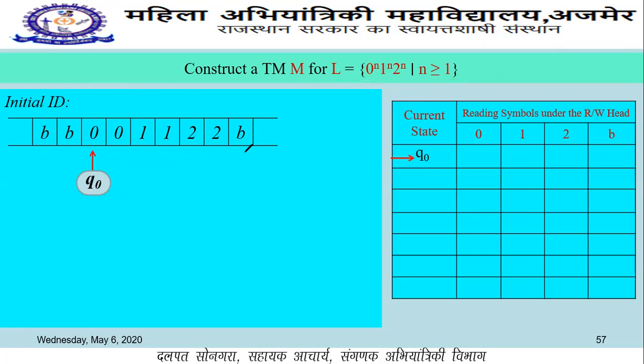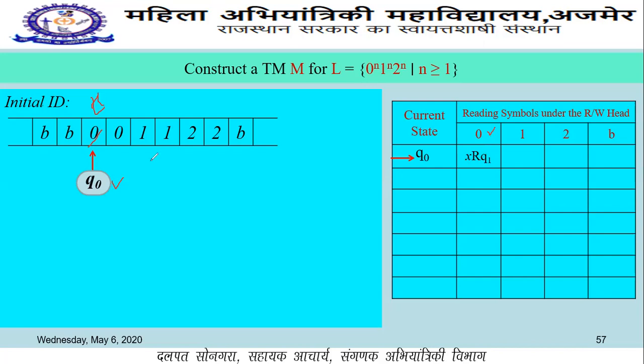So here we are at initial state q0, and we are reading the first symbol of string w, that is 0. According to the logic, this 0 is replaced by x and we move to the right-hand side, and we start the first phase of this construction. So we first write a transition function. The transition function is this: whenever we read a 0 on the input tape, that 0 is replaced by x, taking the right turn and changing the state from q0 to q1.